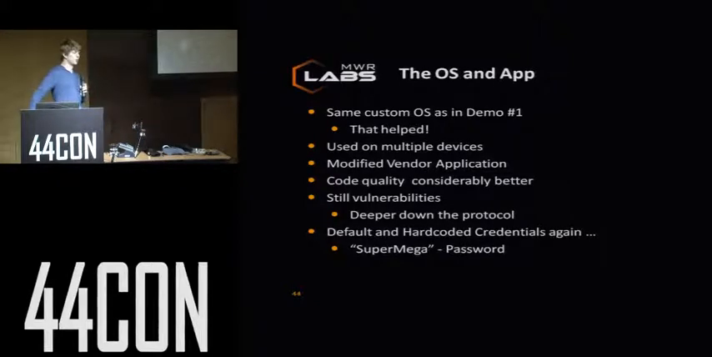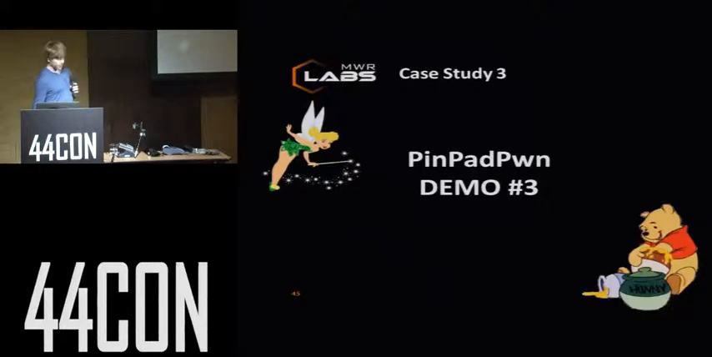The code quality we found to be considerably better than in the first device, so it didn't fall over immediately once we changed some bytes. However, we were still able to find vulnerabilities deeper down in the protocol, in the EMV protocol. Again, we found default and hard-coded credentials once we got access to the binary on these devices. Best one is the super mega password, which allows you to override any password screen on the device. You can disable that password, but I've not seen a single device where this super mega password is disabled. So that's our third demonstration then.